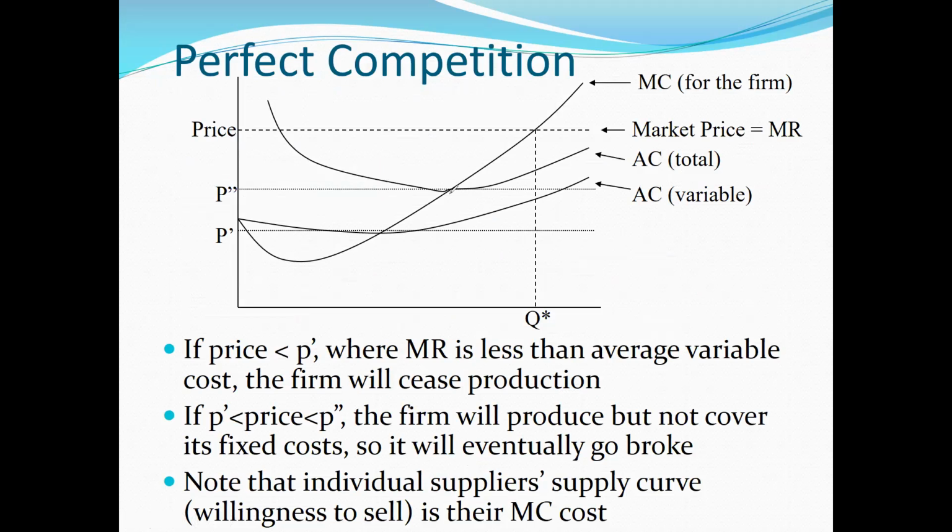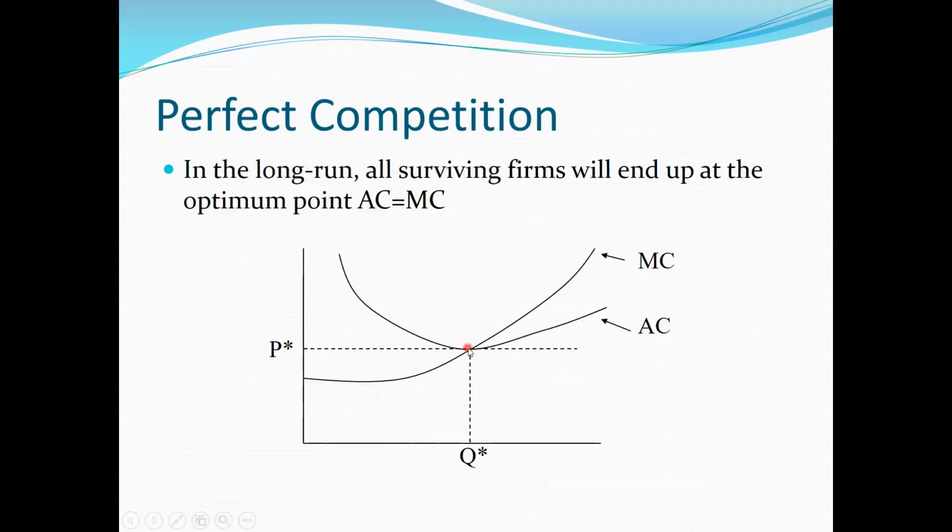So this is the point where the firms will be operating. Average cost equal to marginal cost. So this is that point here as well. And this is the idea of the perfect competition, okay?